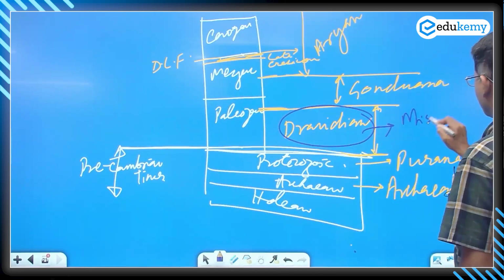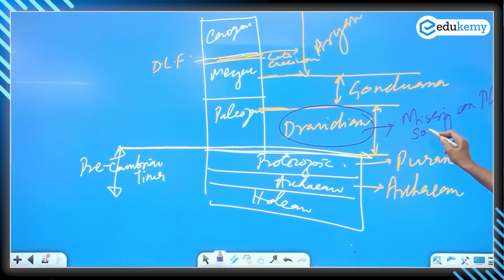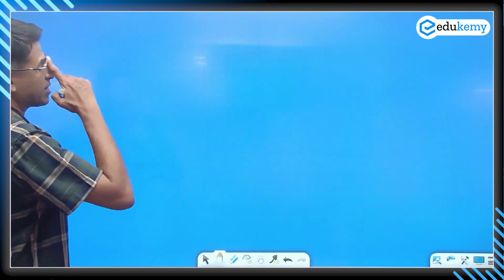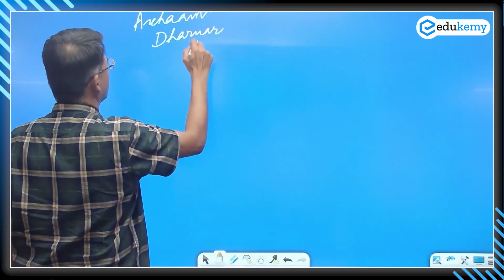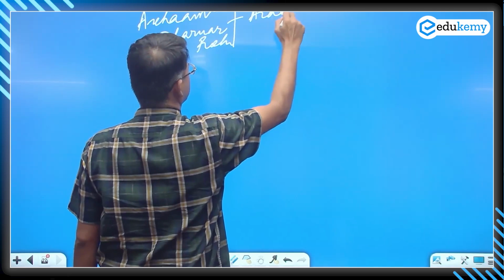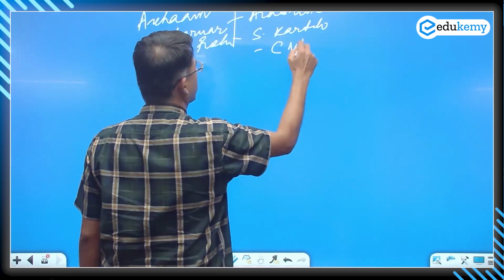Dravidian rocks, they are missing on the plateau. Some in Himalayas हैं, because these got eroded and they were lost. Eroded and lost. ठीक है? So your answer will be same idea. Archean times, Dharwad rocks, Aravalis, okay, and southern Karnataka and Chotanagpur plateau.